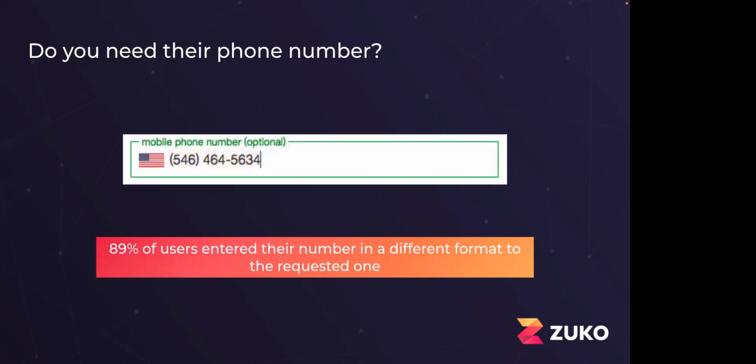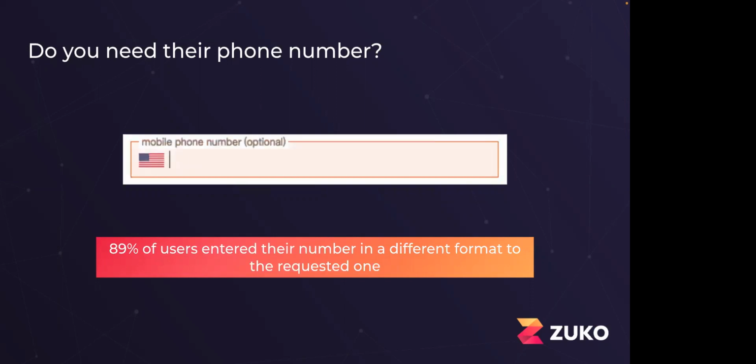So the Baymard Institute did some research, and they found that 89% of users were entering their phone number in a different format to the one that the form requested. So people are just used to putting in their phone number the way they want. And if the form says that's not right, it breaks and it gives them a bad user experience, and it may cause them to leave.